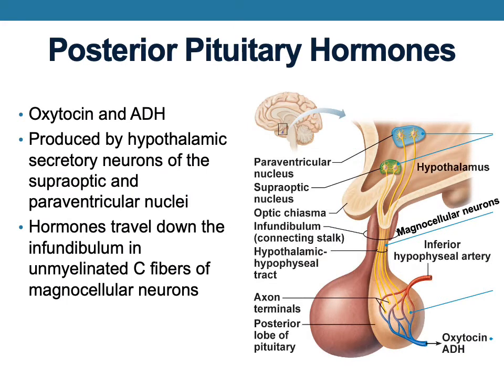Oxytocin and antidiuretic hormone are produced by hypothalamic secretory neurons of the supraoptic and paraventricular nuclei. These hormones travel down the infundibulum in unmyelinated C fibers of magnocellular neurons from the hypothalamus to the posterior pituitary. There, the hormones are stored until stimulated for release.